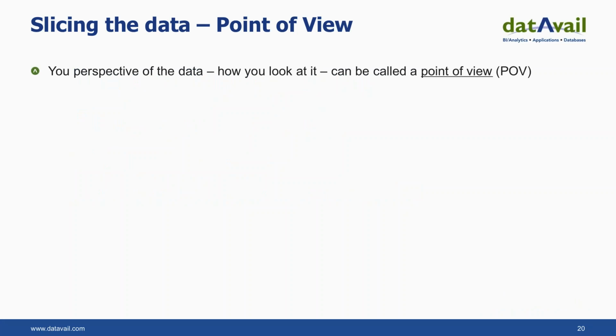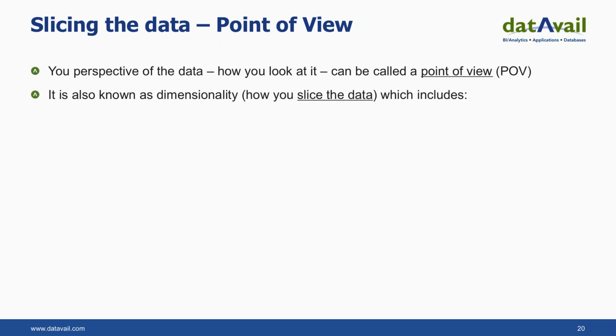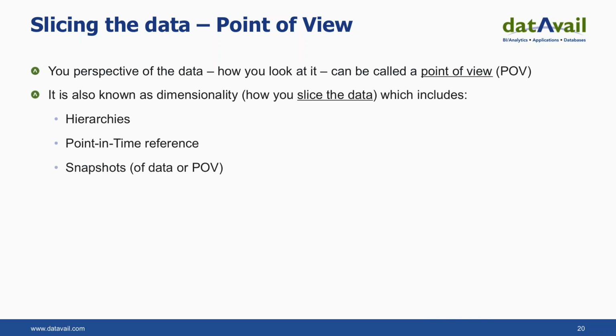We call this a point of view. This point of view might be specific to your line of business, but we refer to this as dimensionality. The dimensionality of the data, how it's looked at from different angles. You can also call this the slicing and dicing of data. It often includes things like hierarchies, point in time references, snapshots of the data, or a point of view. Also looking at historical data.